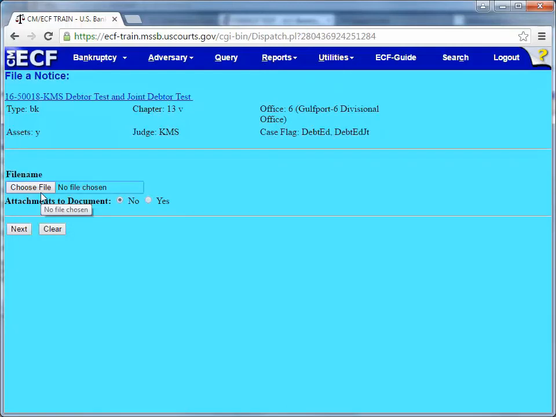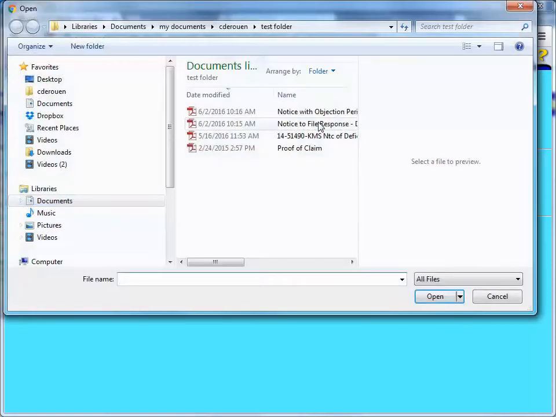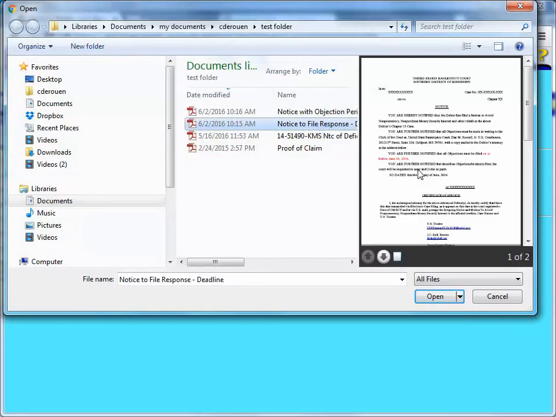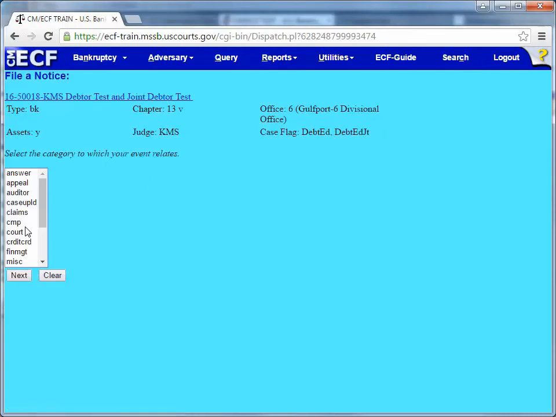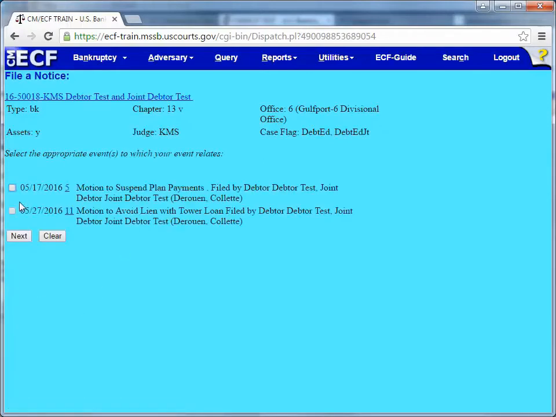Next, I will browse to upload my notice. Remember to always verify that the file is the correct file being uploaded. Because the notice relates to a motion, I'm selecting the category Motion. I am selecting the related motion to suspend planned payments.